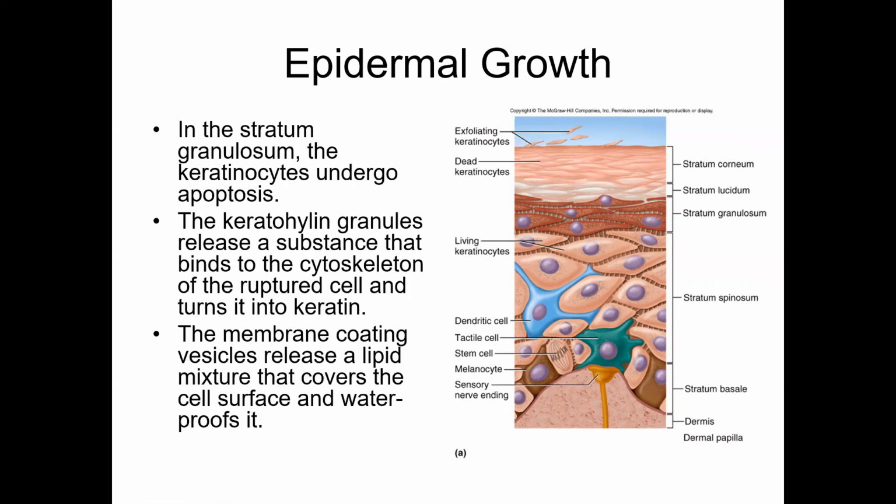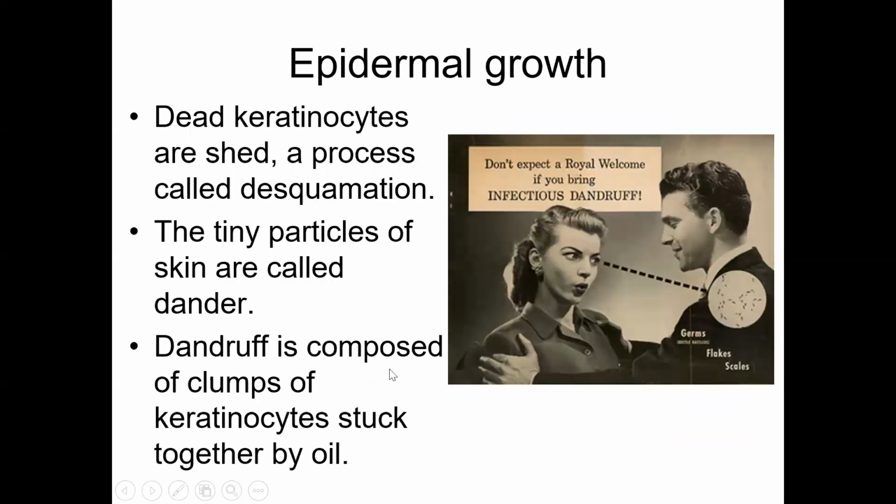In the stratum granulosum, they're going to die. Those keratohyalin granules release this substance that turns the entire cell into keratin. There are membrane coating vesicles that release lipids and help waterproof these cells. And what we get is layers and layers of these dead, really tough protein-based cells.